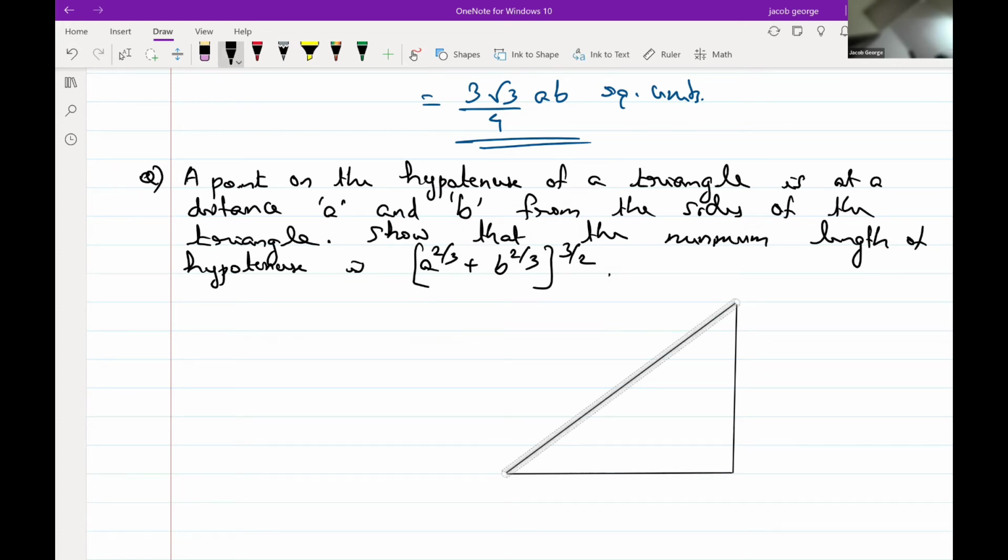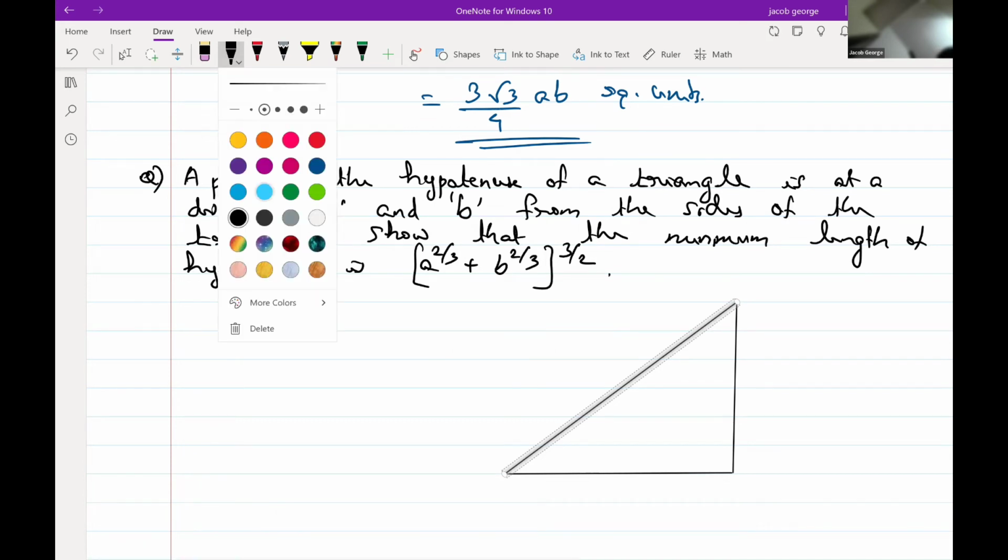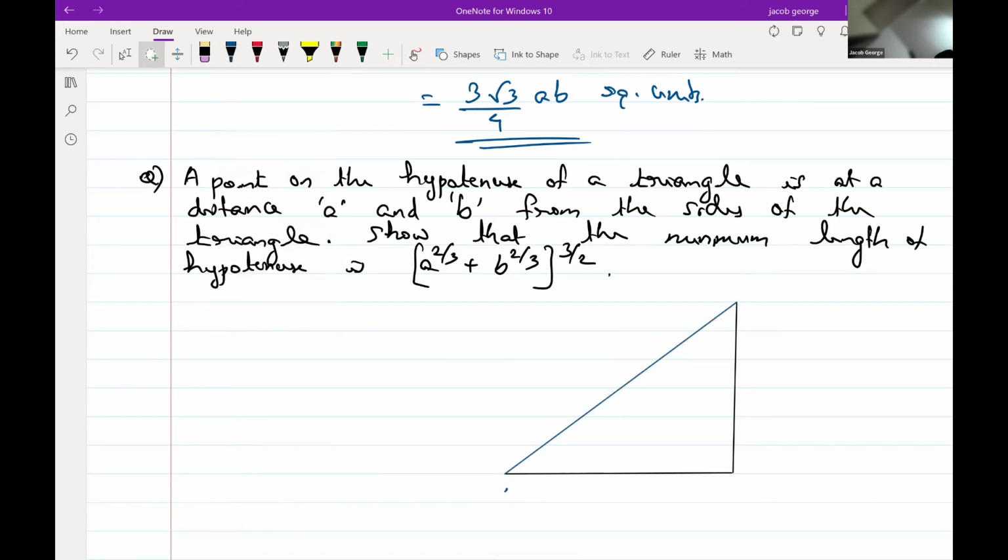Like this. Then we name the right triangle ABC. Here A, B, C, the right triangle ABC. This angle is 90 degrees. So let's take a point P on the hypotenuse.